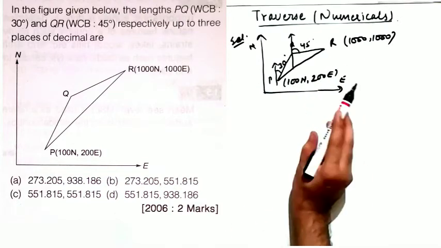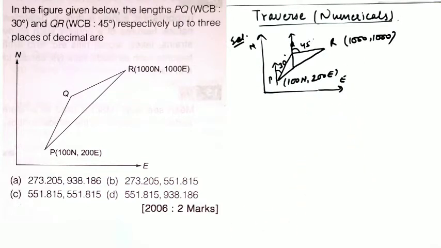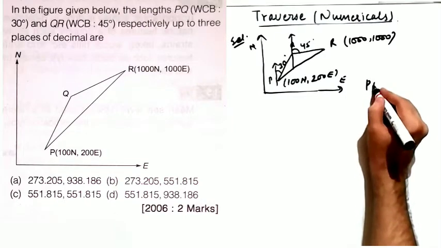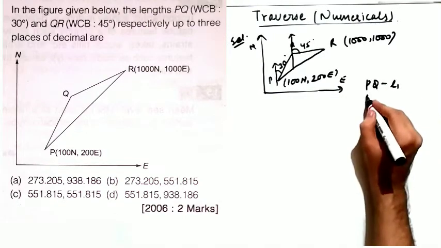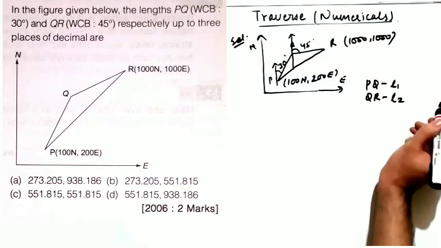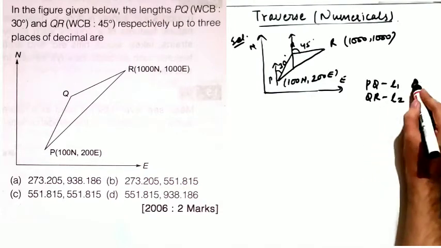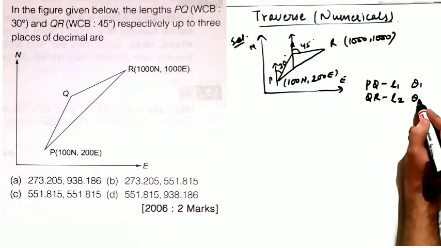The northing and easting of points P and R are given. The northing and easting of Q are not given. You have to calculate the length PQ and QR. Let us suppose the length PQ is L1 and the length QR is L2. Similarly, the WCB of PQ is θ1 and the WCB of QR is θ2.